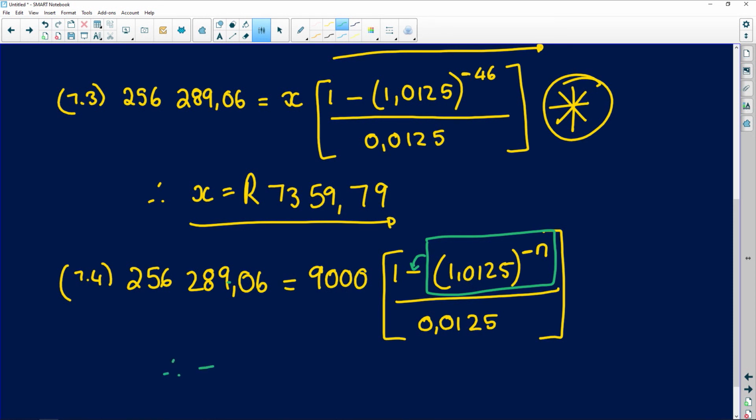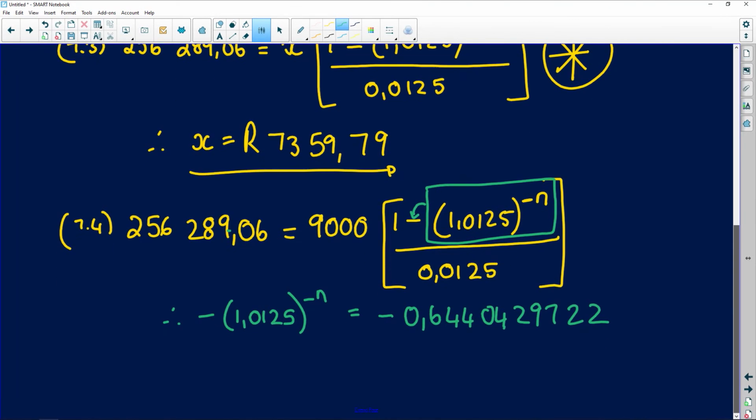That brings me to minus 1.0125 to the minus n. That is equal to minus 0.64404 29722. Remember, you never round off. You keep all those decimals on your calculator screen, because if you just round it off to 2 or 3 decimals, your period is going to change significantly.